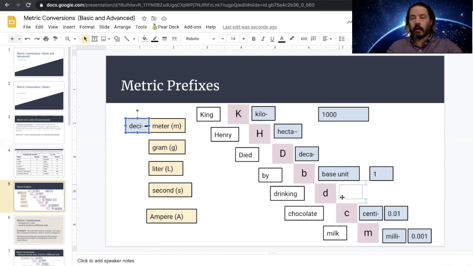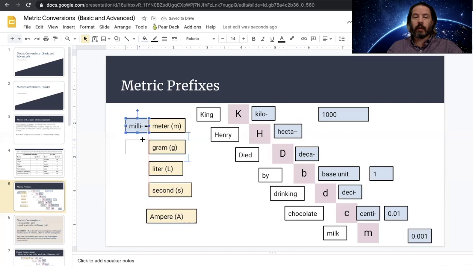And then centi would be a hundredth of a meter. So we could have a centimeter. So 1 centimeter is equal to 1/100th of a meter. If I have 100 centimeters, I will actually have 1 meter in length. And we're going to show you this with a specific example in a second. Milli means 1,000. Okay, so millimeter is 1,000.